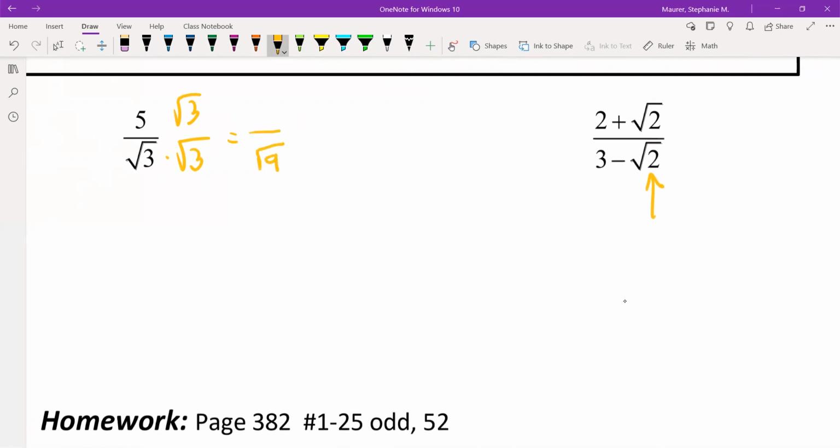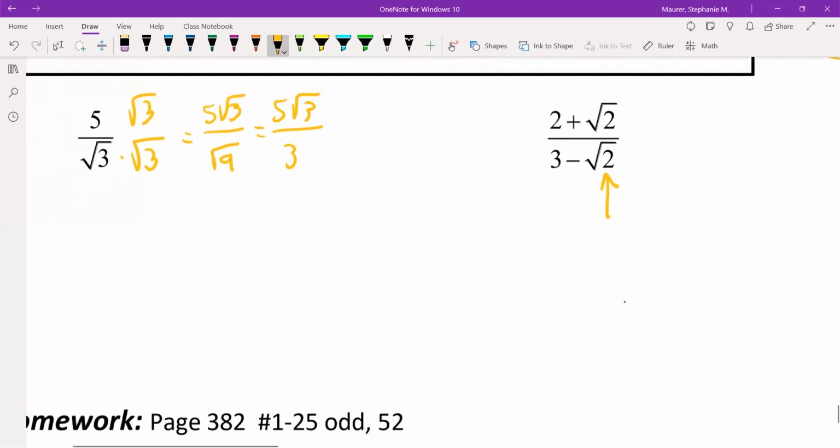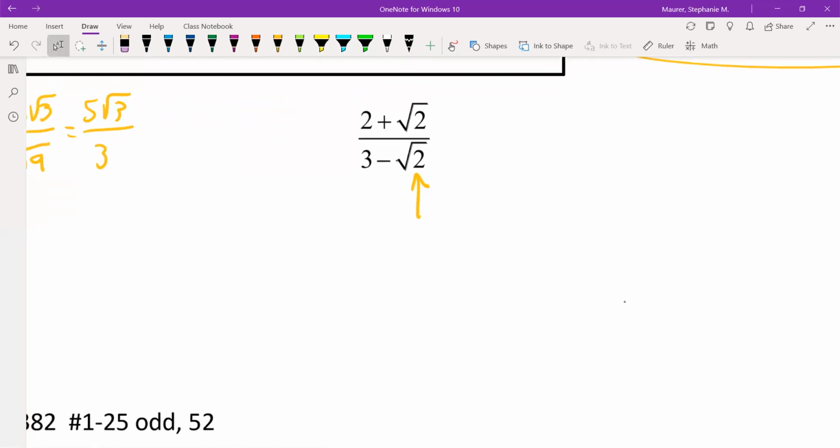That would give us the square root of 9. Square root of 9 simplifies down to a nice whole number. Okay, that's what we looked at the other day. But with this second example, it doesn't work out as nicely. Do not write this down. This is just for argumentative purposes.